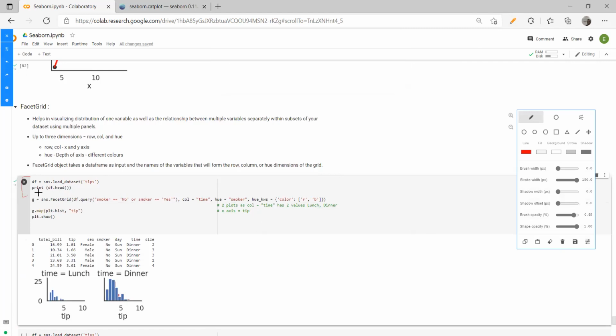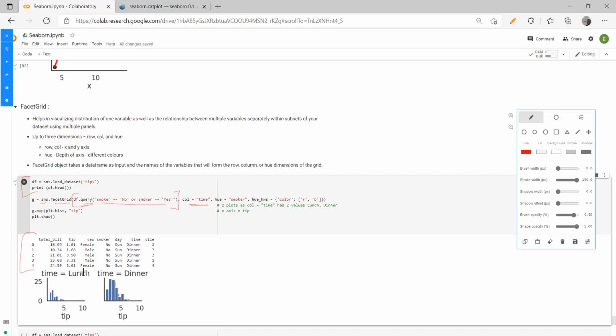So you are loading the tips dataset. We have talked about the tips dataset a lot of times. With sns FacetGrid, we are plotting only for the data frame where smoker is no or yes, which is as good as the entire data frame. But I still wrote no and yes just to show that you can also do a query over here. It doesn't matter.